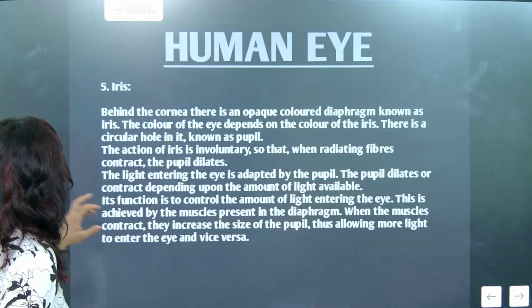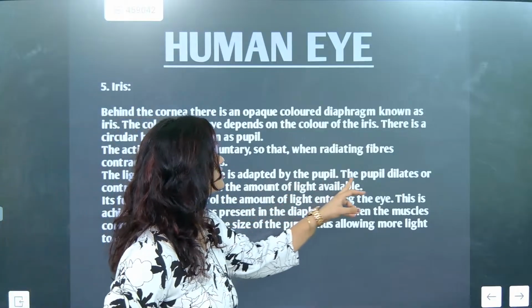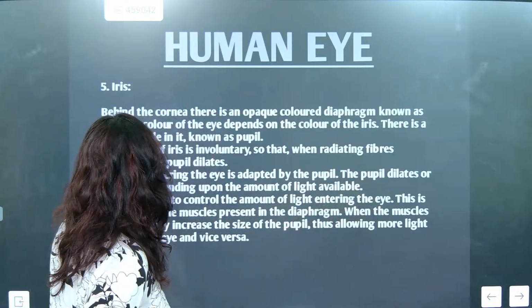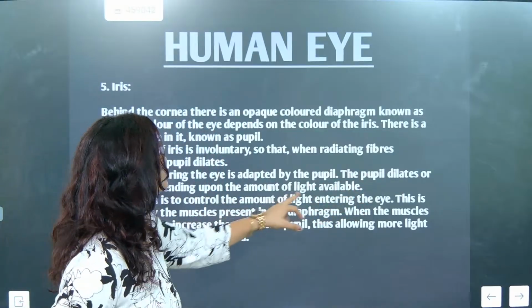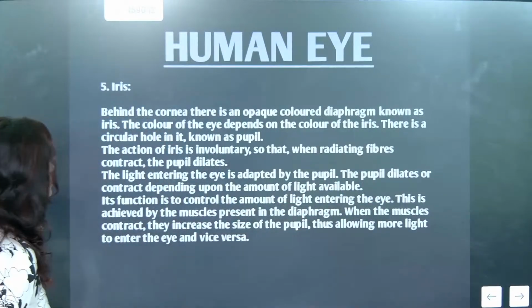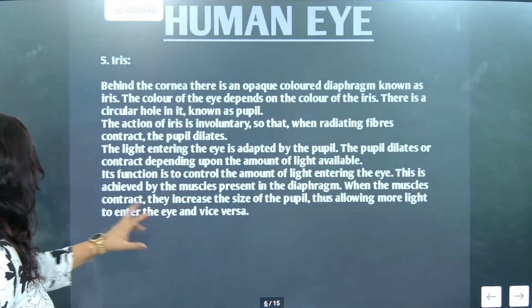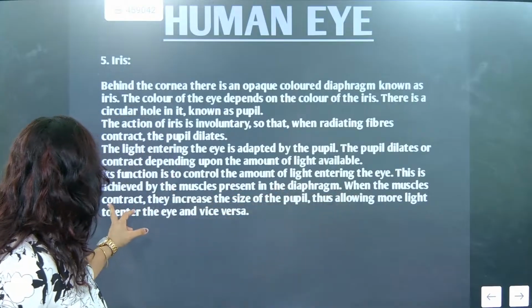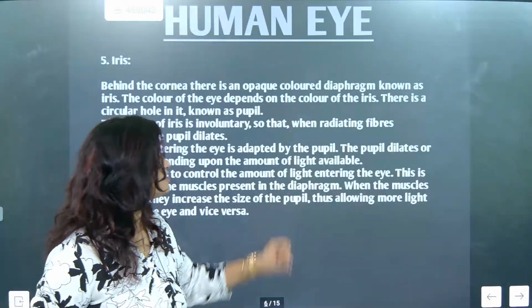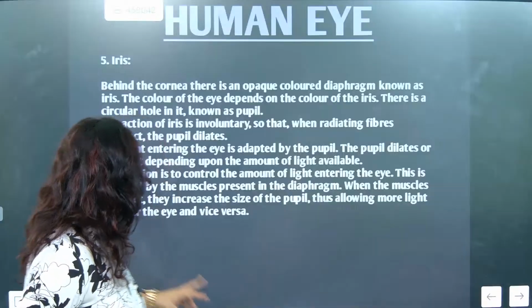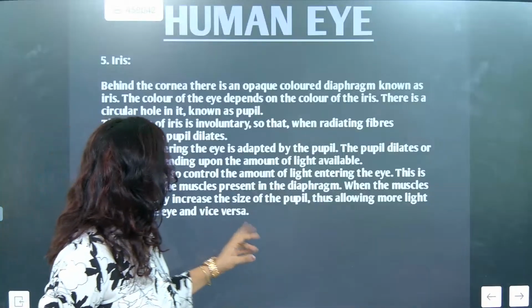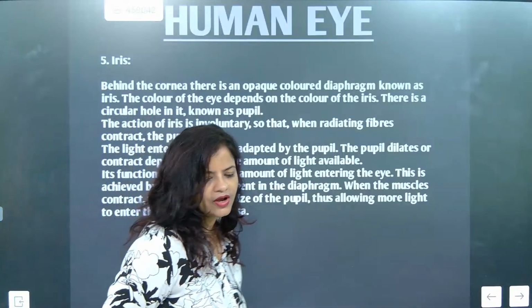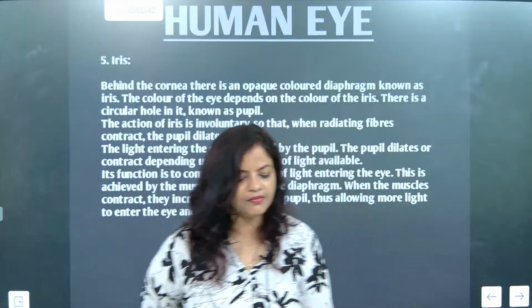So here you need to understand: the light entering the eye is controlled by the pupil. The pupil dilates or contracts depending upon the light available. Its function is to control the amount of light entering. This is achieved by the muscles present in the diaphragm. When the muscles contract, they increase the size of the pupil, thus allowing more light to enter the eye, and vice versa. Now, who has spoken about dark and bright?